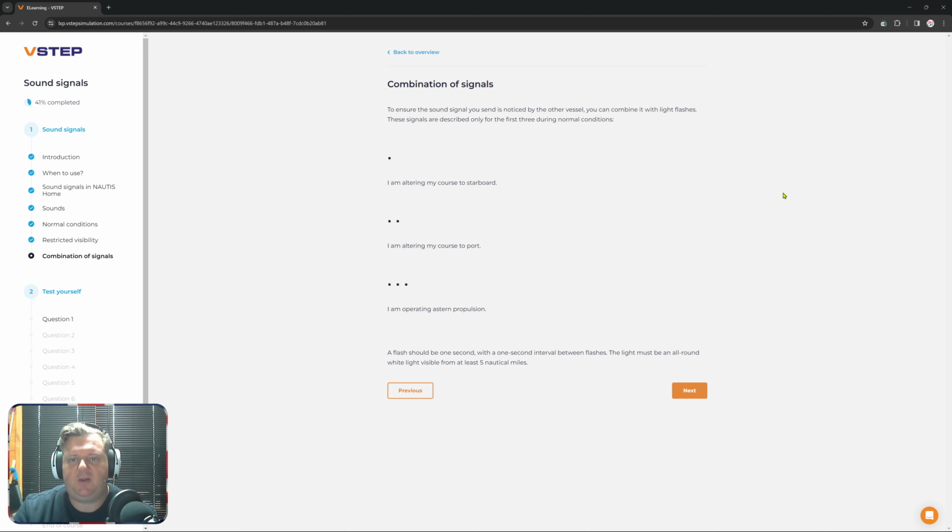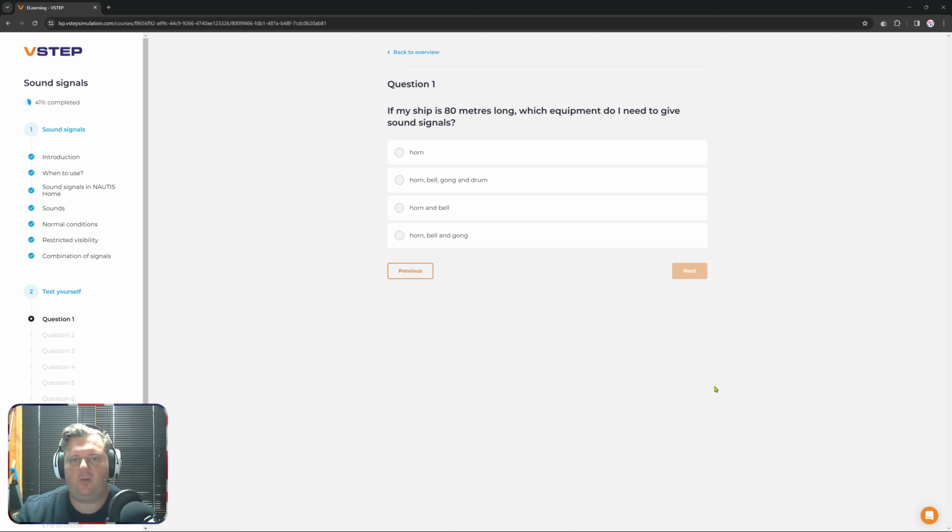To ensure the sound signal you send is noticed by other vessels, you combine it with light flashes. These signals are described only for the first 3 during normal conditions: I'm altering my course to starboard, I am altering my course to port, I'm operating astern propulsion. A flash should be 1 second with 1 second interval between flashes. The lights must be an all-round white light visible from at least 5 nautical miles.